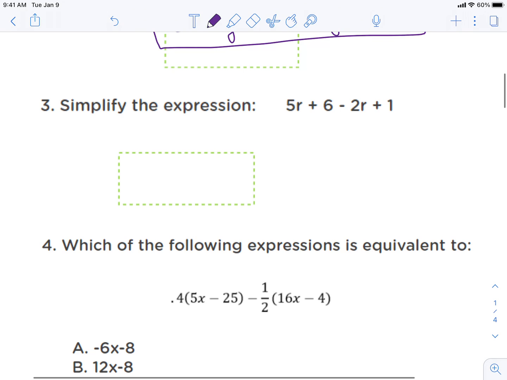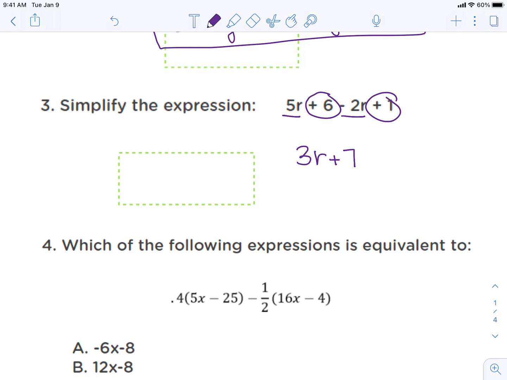Number 3, simplify the expression. So again, we're just going to combine like terms and clean it up, condense it down. So I have 5r and a negative 2r. That gives me 3r. 6 plus 1, positive 7. So make sure you type it in the box on ClassKick.